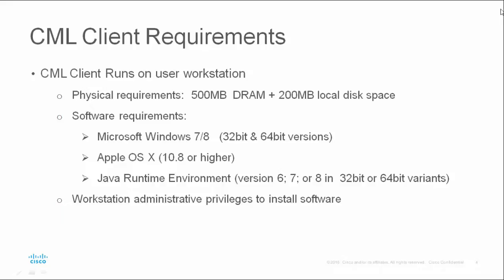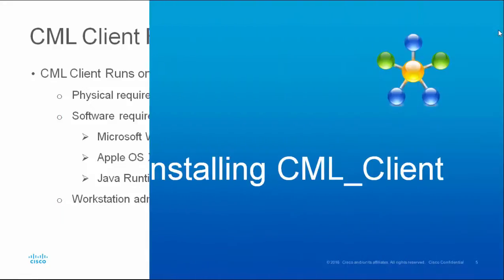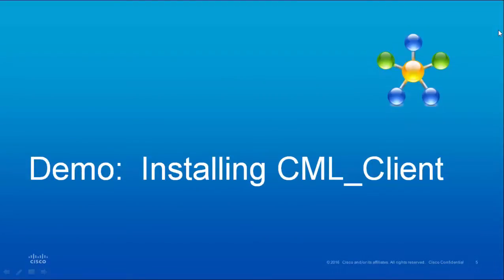For either platform, Java runtime environment is also needed with versions 6, 7, or 8 supported. The JRE should match the client with respect to 32-bit or 64-bit variants. To install the JRE and CML client packages, workstation administration privilege will be needed. Let's look at a demonstration of the process to download and install CML client on a Windows platform.